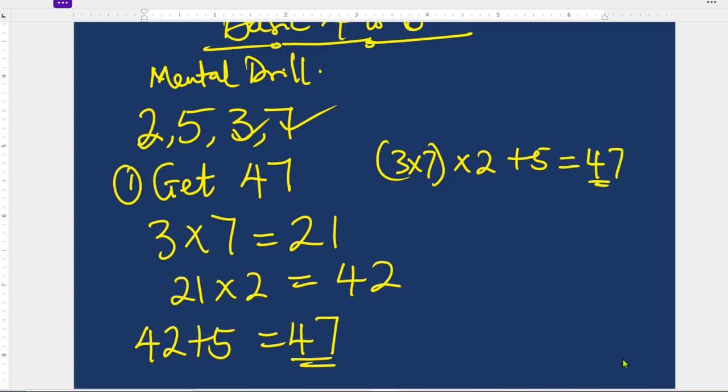So, in case I ask you to do a particular thing, and you want to type your answer in the comment section, you will be able to type this for me in the comment section, how you got a particular number. Now, we are still going to use 2, 3, 5, and 7. Are you ready? This is called mental drill. Are you ready? You're going to get a particular number for me now.